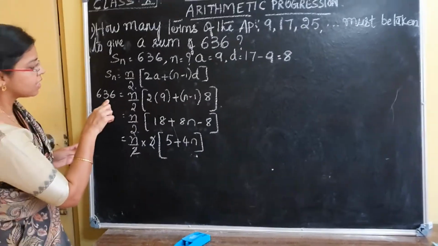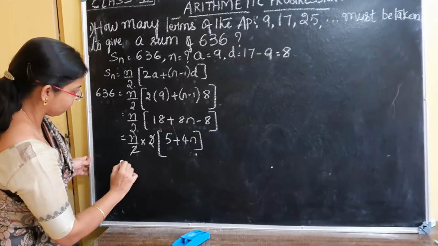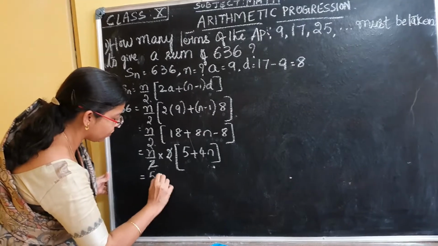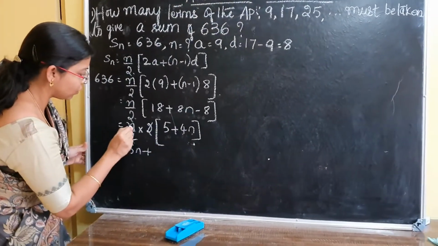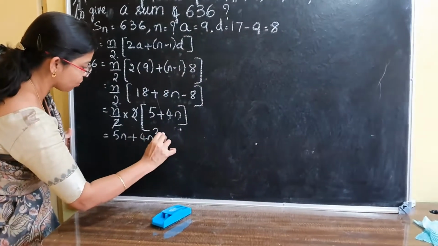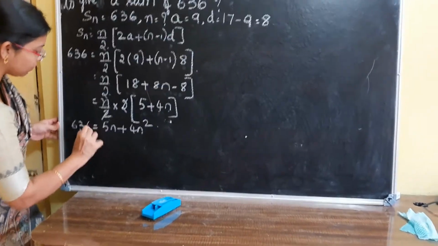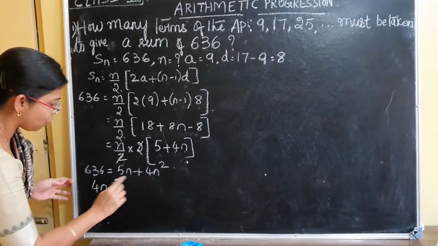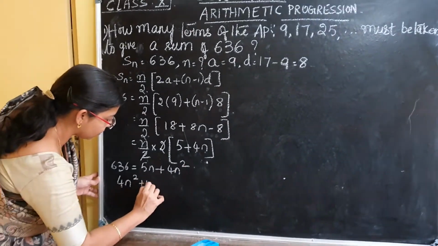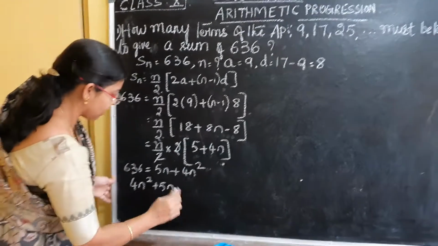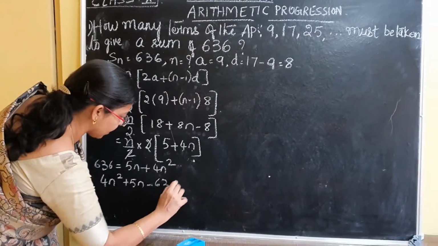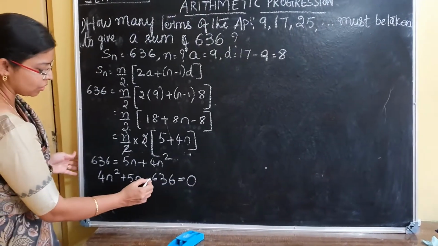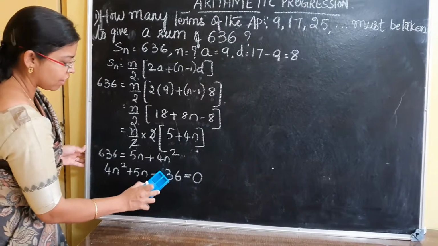And here it is 636. And outside there is one more n. We will multiply that. 5n plus 4n into n gives you 4n square. So in this problem, we have again got the quadratic equation 4n square plus 5n. Bring it to the right hand side, which is minus 636 is equal to 0. So here we need to factorize again to get the value of n.